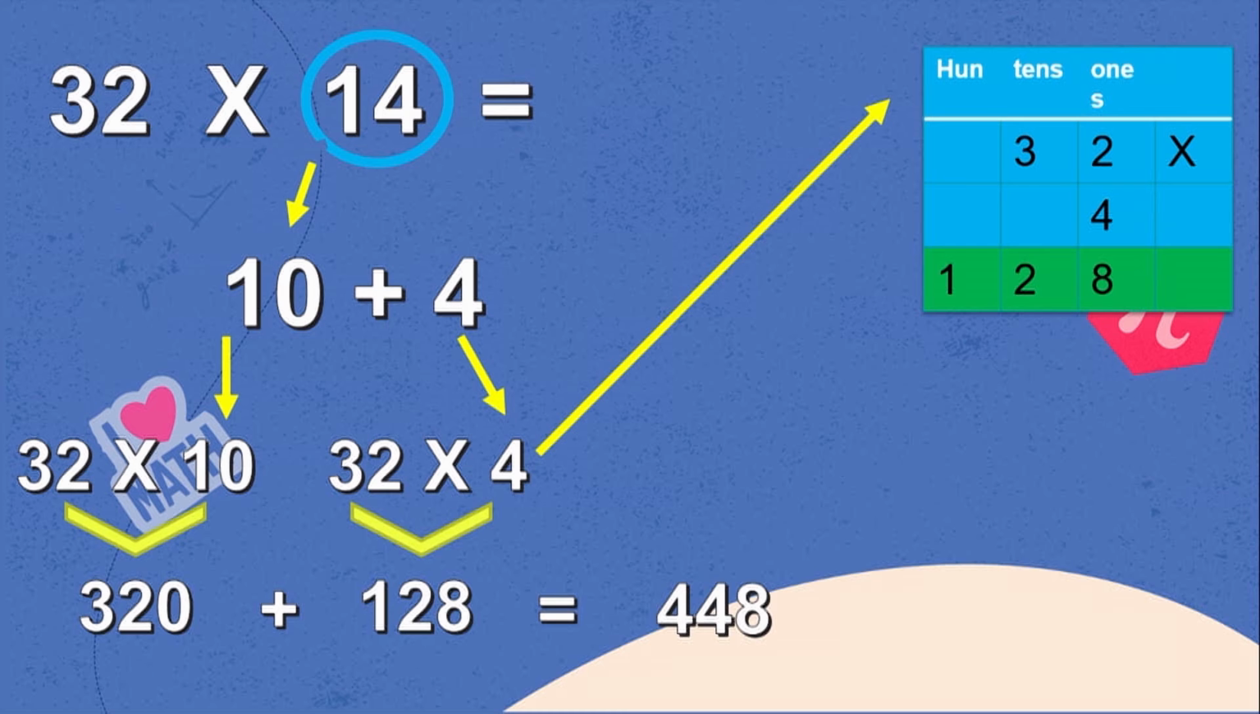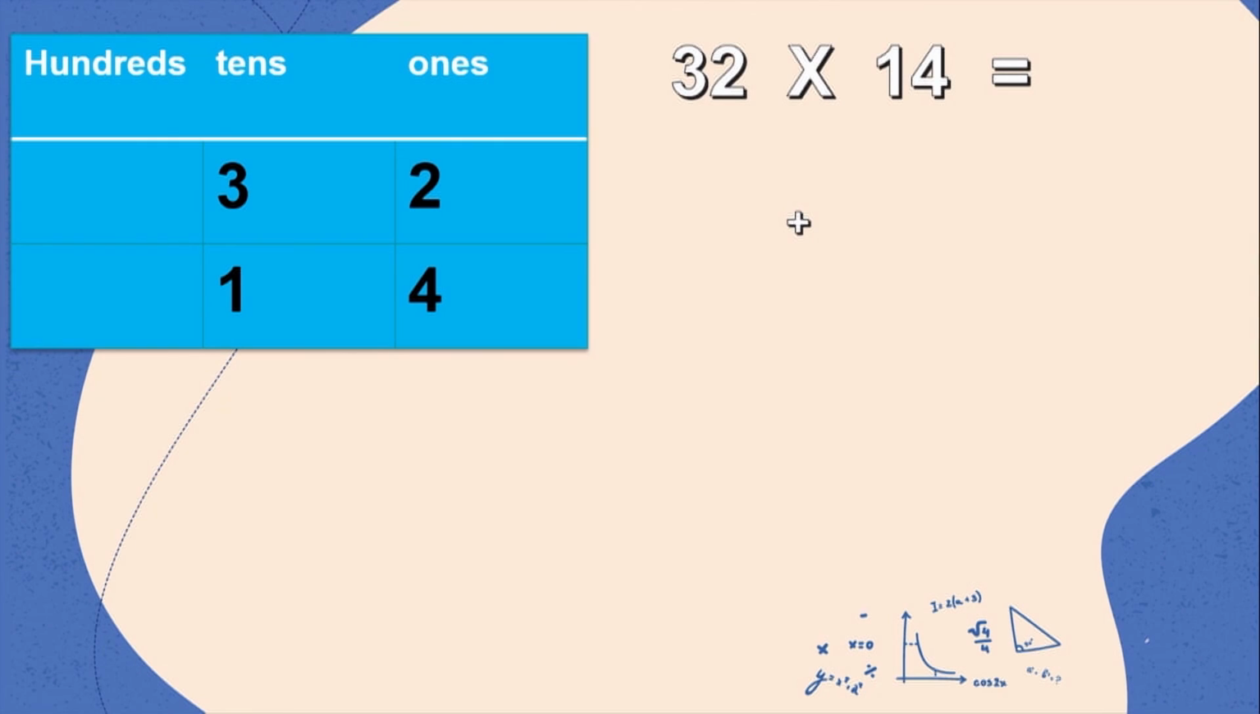Did you get 448? Excellent. So what we just looked at was doing it horizontally, and you all did an excellent job. But let's look at it a different way. We can work this same sum out vertically. Now don't be afraid. Take your time.